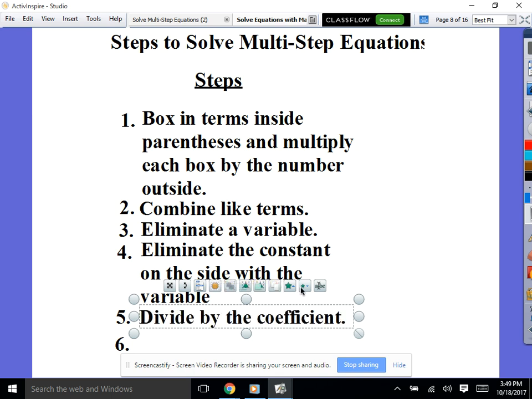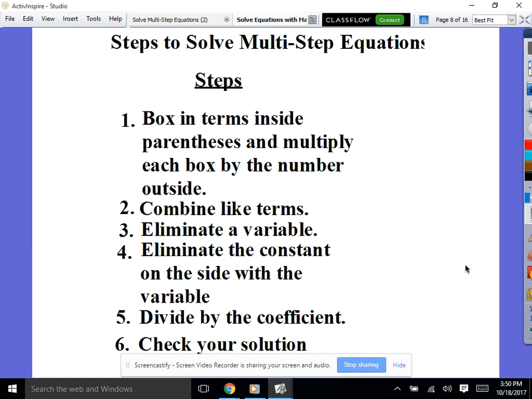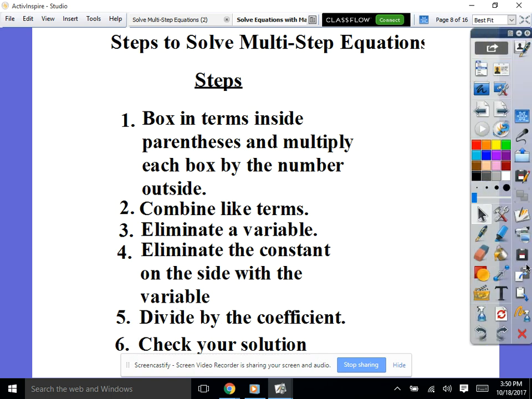Step 5, you're going to divide by the coefficient, which will give you your solution. And step 6, you're going to check your solution. So take some time and write these down in your notes.